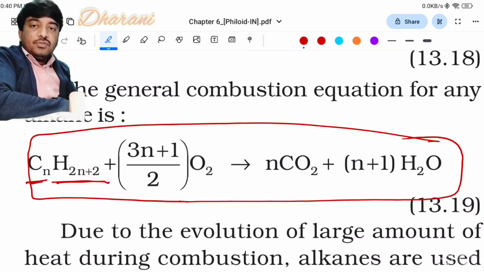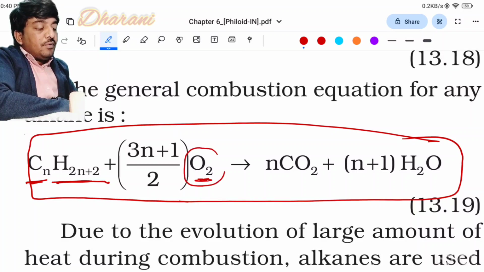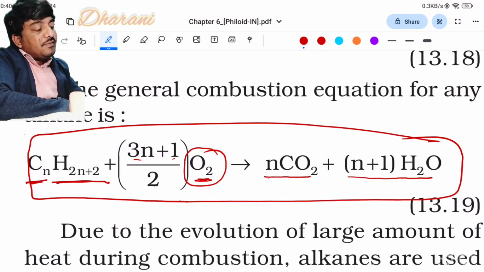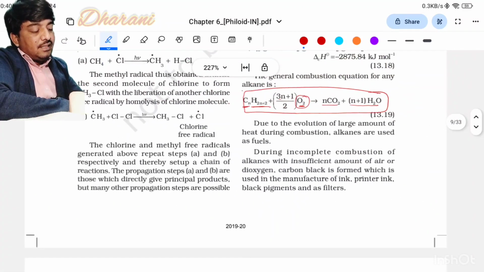CnH2n+2 means alkane. How many moles of oxygen will we take? (3n+1)/2 moles. They form n moles of carbon dioxide and (n+1) moles of water. I will tell you some examples.